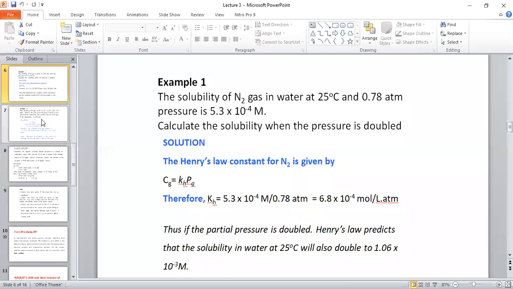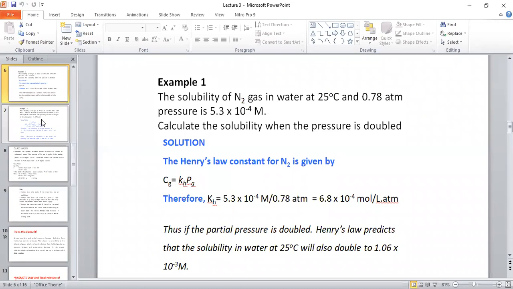What you need is the Henry's constant from what was given to you initially. So you've been able to calculate your Henry's constant, that is the Henry's constant for nitrogen at any time. So double the pressure in atmosphere, and then multiply it by the Henry's constant, which you have here.